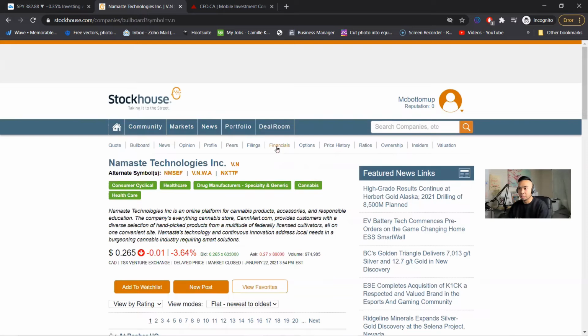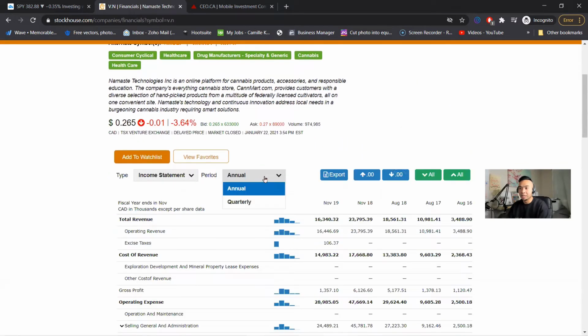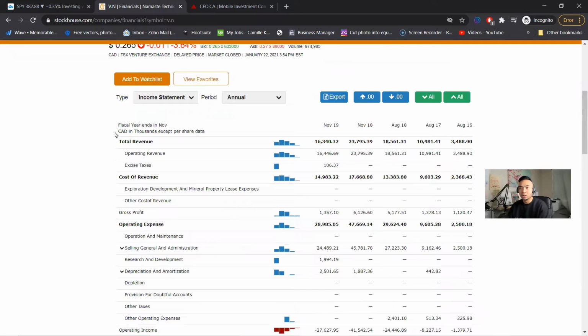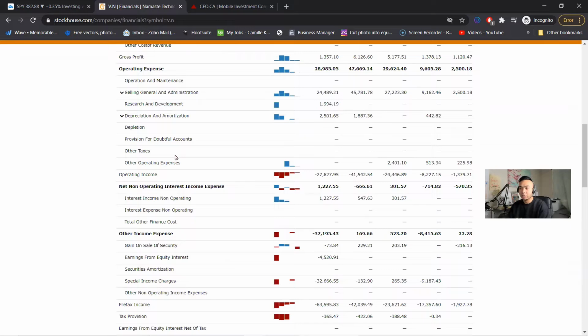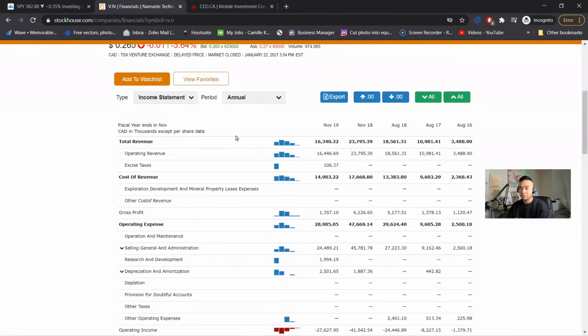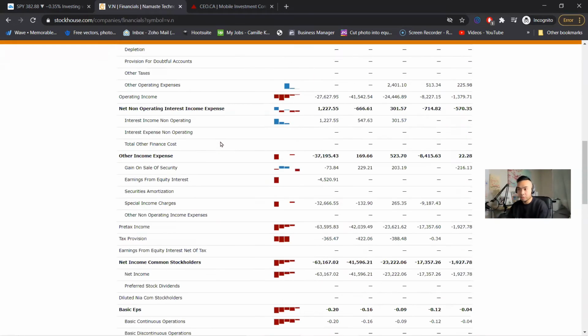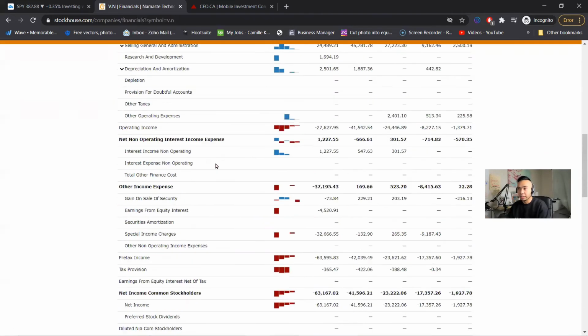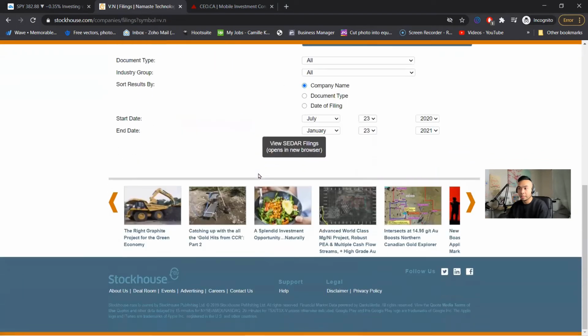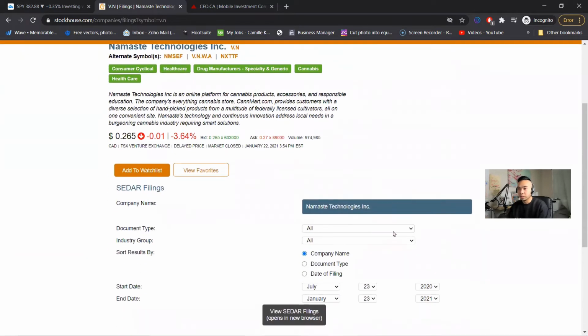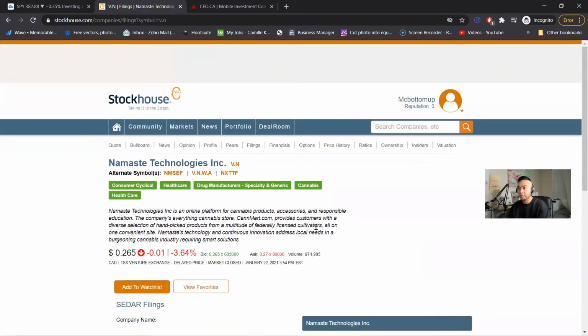You can also see the financials and the filings. You can see all this if you want to look at the fundamental analysis. Most of the time, if you're a day trader, you look at patterns and you don't look at the fundamental analysis, because that's more for long-term trading. But it's good to know all this stuff. You can look at filings, and you just put in the document type, industry, group, et cetera. You can do all that here.